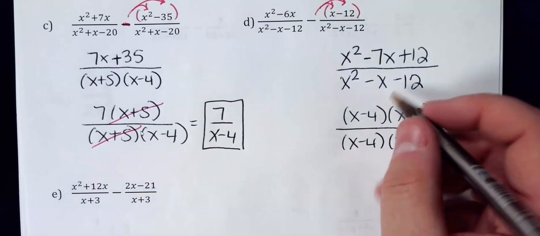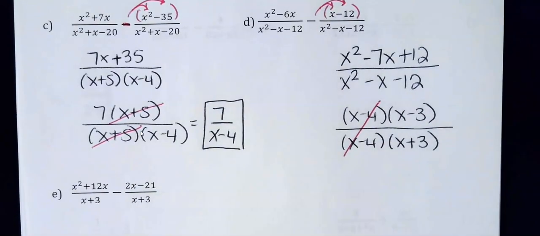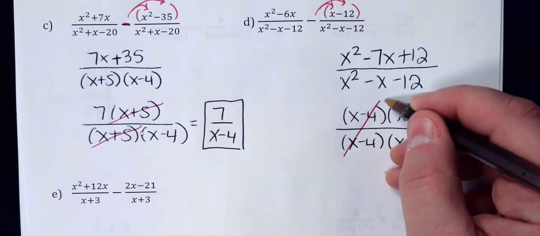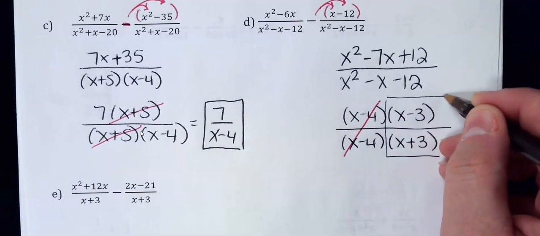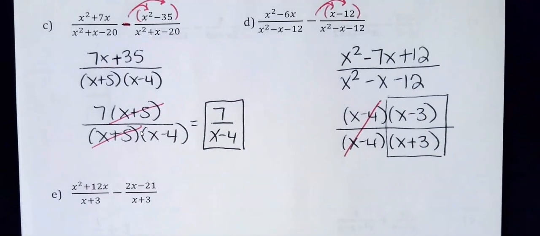And then what ends up happening here, there is an x minus 4 on the top, x minus 4 on the bottom. So you can cross those out. And I'm just going to be lazy here. My actual answer would be x minus 3 over x plus 3. Nothing else cancels there because one's a plus and one's a minus, so they don't match.